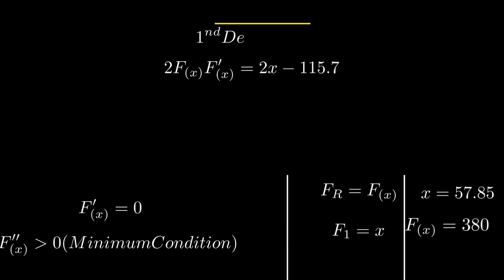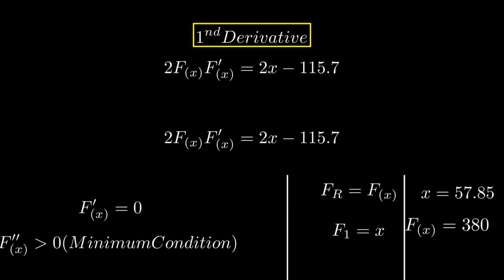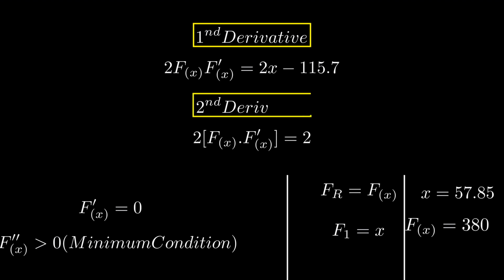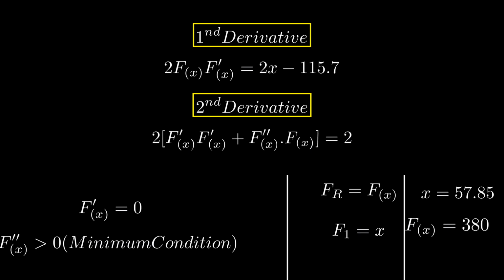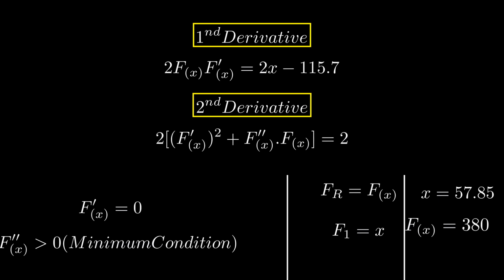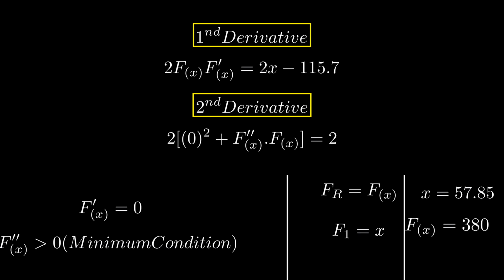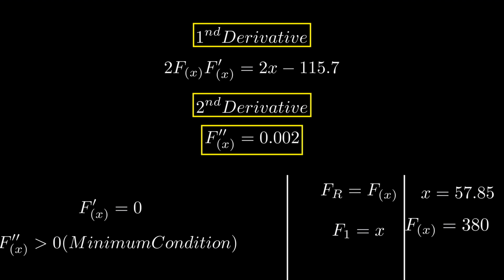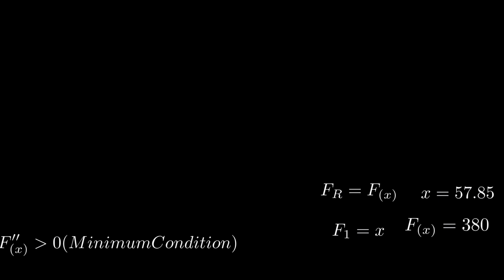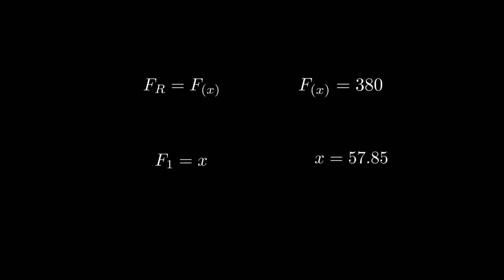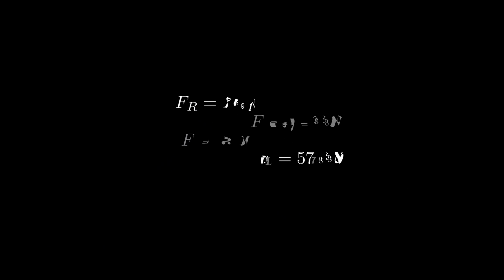So here are the values of F1 and FR. Now we apply the second derivative to check whether these values are for a minimum or maximum. By applying the second derivative, we get something positive, showing that it is the minimum condition. So here is the magnitude of the F1 vector for which our resultant vector is minimum.